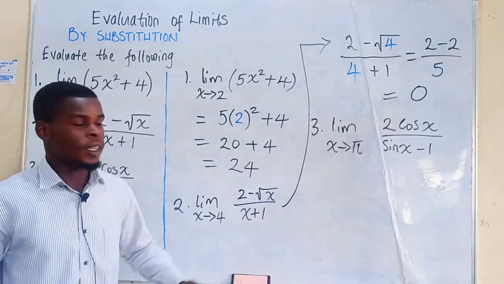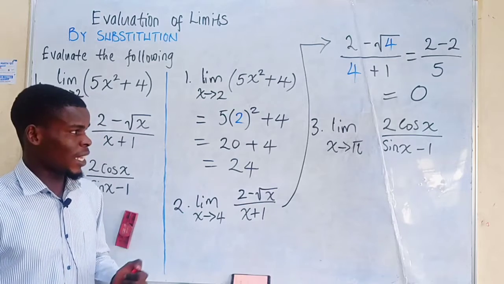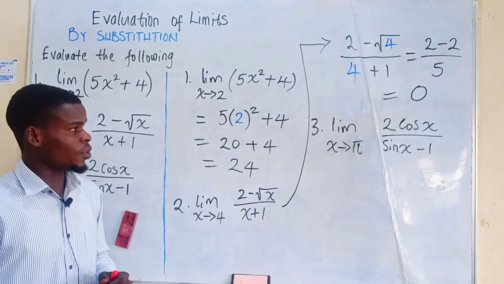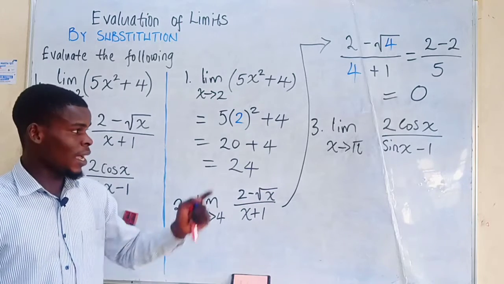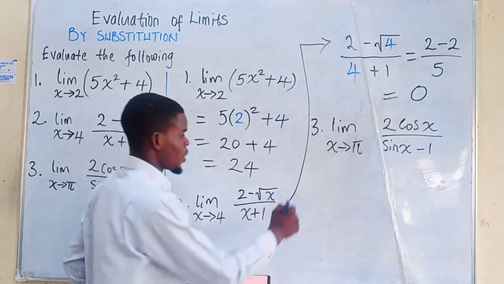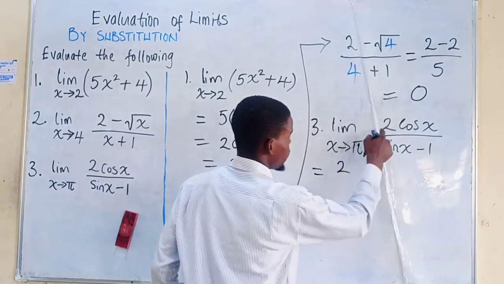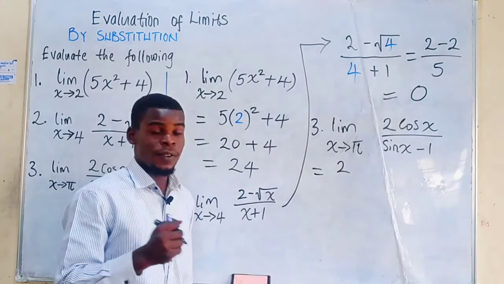Well, here, as x tends to pi, we want to evaluate that limit. It contains some trigonometric functions, that is cosine of x. So you need to know what cosine of x is as x tends to pi. So let's just do the substitution and see what we get. So we have 2 times, well, cosine pi is negative 1.